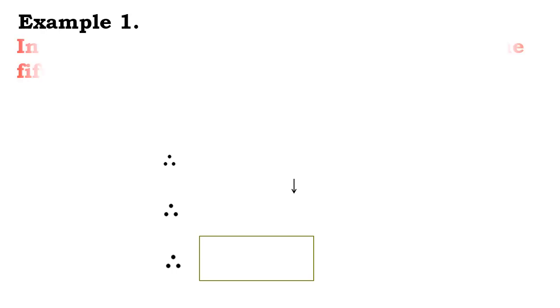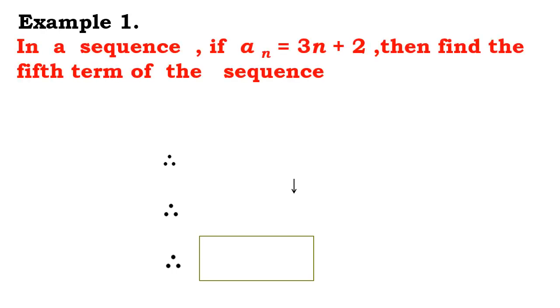Now take the examples. Example 1: In a sequence, if An equals 3n plus 2, then find the fifth term of the sequence. Now according to this question, the sequence is An equals 3n plus 2. What are we going to find? We want to find the fifth term. The fifth term is nothing but A5.